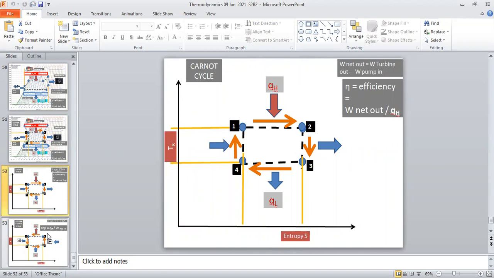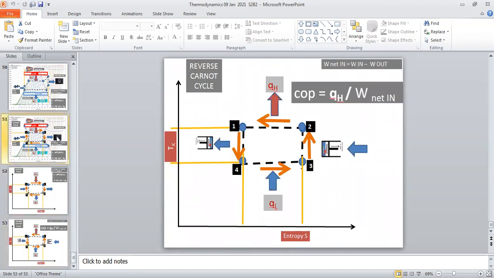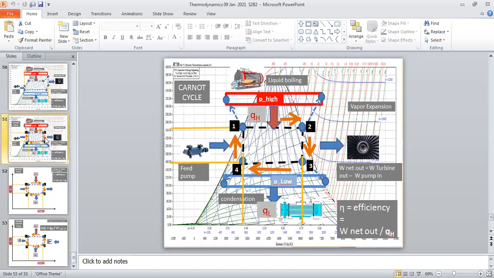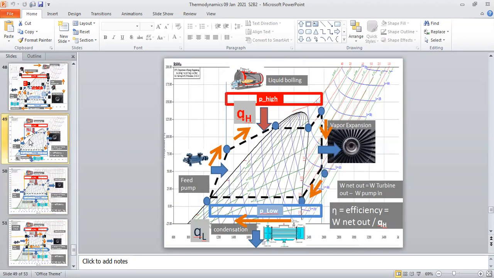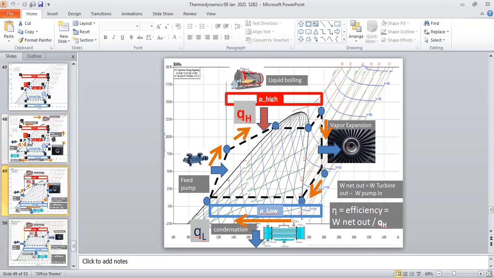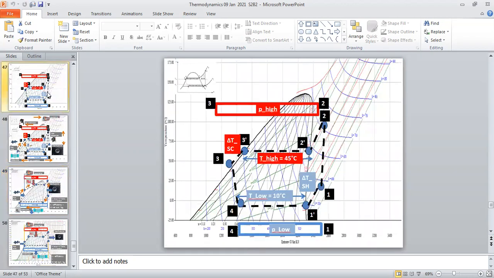Okay, see Carnot cycle, reverse Carnot cycle. Then you have the Rankine cycle. Okay, for the power plants, vapor powers. Again, this concept development you can see. So you have to go through this together with the video. Okay, very important. Okay, together with the video.